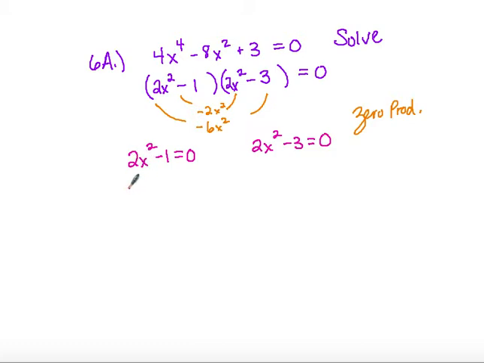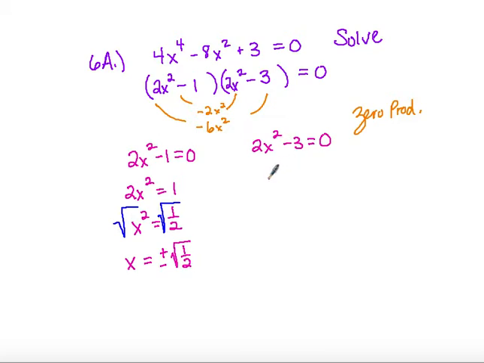So now we're going to go ahead and isolate. So I'll have 2x squared equals 1. We'll take that 2 to the other side, and we'll do a quick square root of both sides. So that's going to give me x is positive or negative square root of 1/2. Now later on when we talk about radicals, I'm going to show you how to simplify that. But for now, we'll just leave it in square root form.